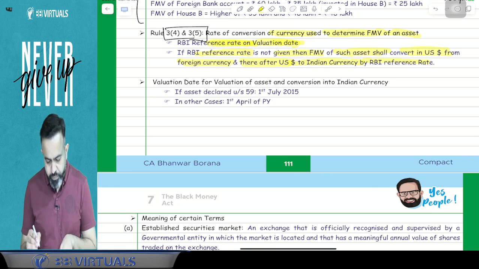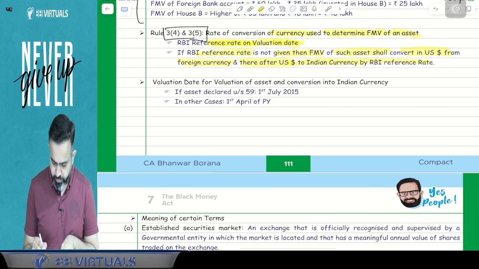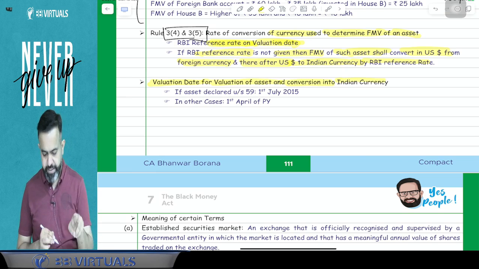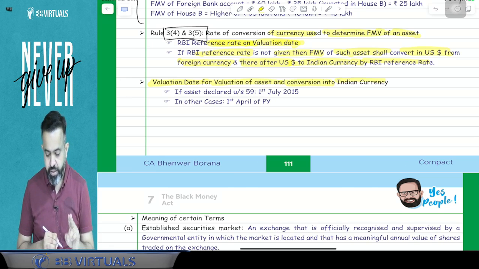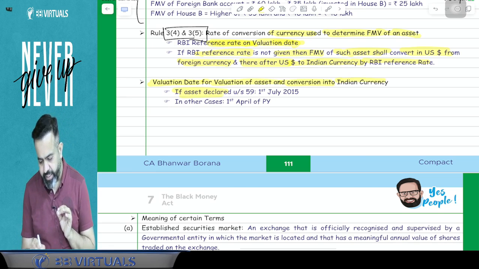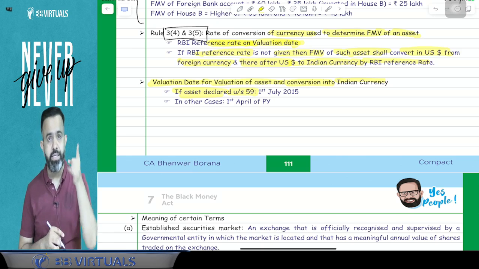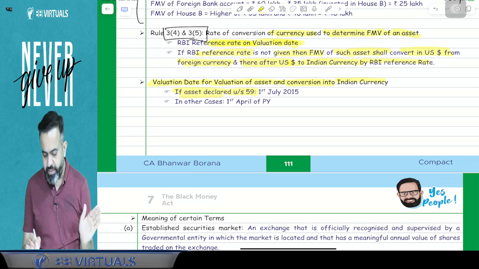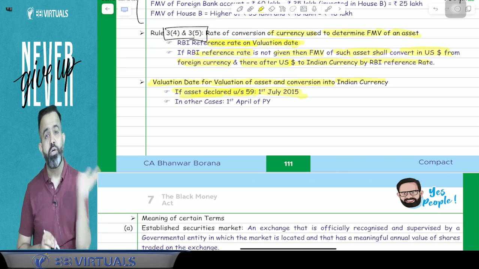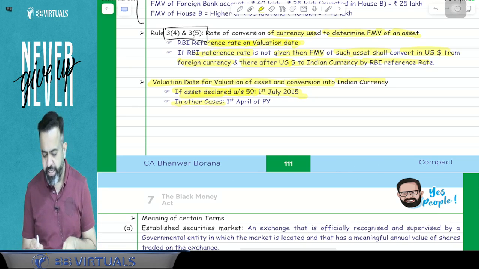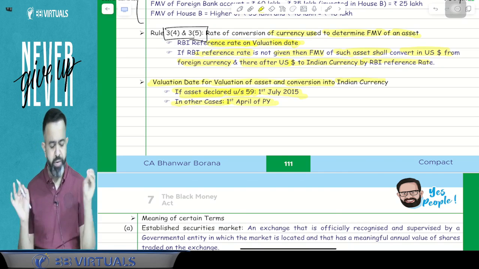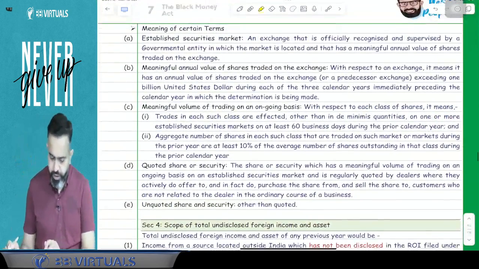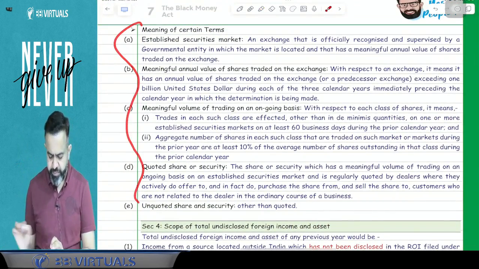Now, what is the valuation date? Valuation date for valuation of asset and conversion into Indian currency. If the asset is declared under section 59, when this Act came in, they mentioned that you can declare the asset, then 1st July 2015 was the valuation date. But if the asset is not declared, in any other case, 1st April of the previous year is your valuation date. Now, there are some definitions given. We will discuss these definitions in the later part.